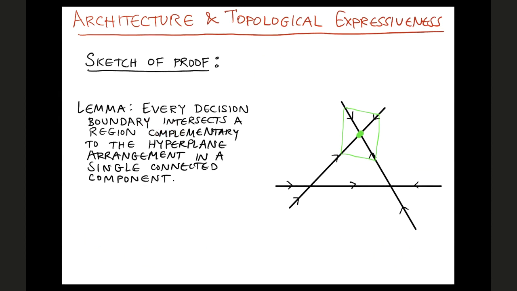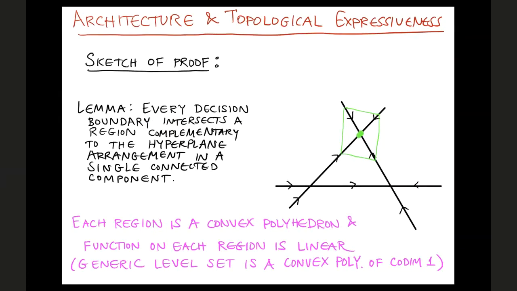Okay, so another lemma is that every decision boundary intersects a region complementary to the hyperplane arrangement in a single connected component. And this is simply because, again, the functions on each region are linear, so the level sets are really intersections, locally, of hyperplanes with these linear regions. So you can't have a bunch of different connected components.